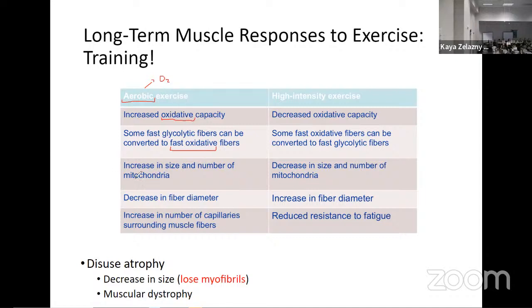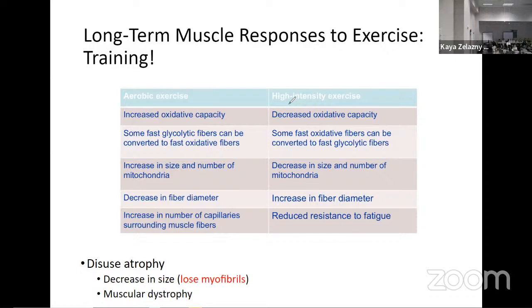So you'd see increases in the size and number of mitochondria. Keeping with the oxygen, you want that oxygen to diffuse across. So you're going to decrease the fiber diameter actually a little bit, make it a little thinner, so that you can get oxygen efficiently into those mitochondria that you've produced. And we can even change the blood flow. So we can increase the number of capillaries surrounding the muscle fibers, again, so we can efficiently get oxygen to those muscle fibers.